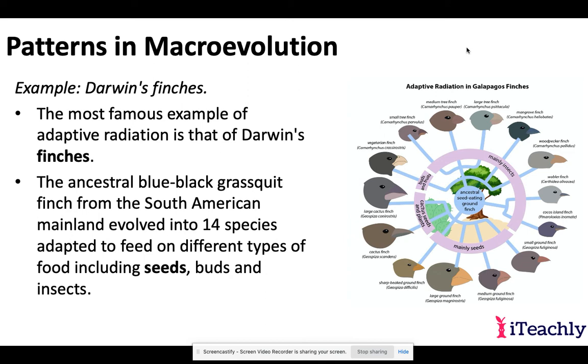Darwin's finches are a classic example of this. So again, this is adaptive radiation. There are slight changes in variation in the beak, and those beak changes allow them to feed off of different seeds or different insects. And so they're able to fill a different role or a different niche because they have a different food source.